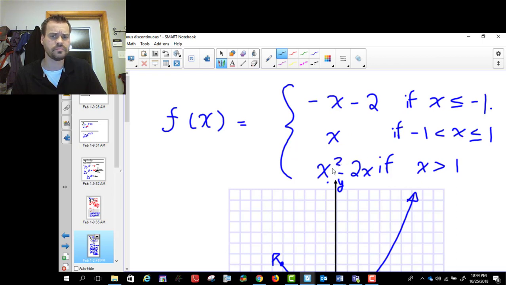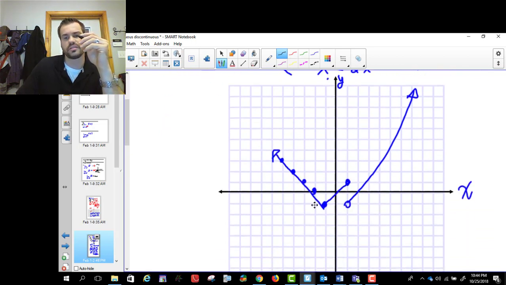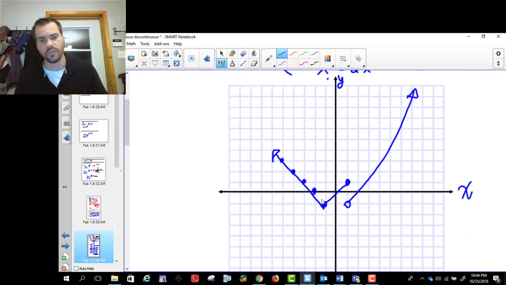And then after 1, it's x squared minus 2x. So to give you an idea of what this looks like, we're drawing minus x minus 2. That's a line that goes through minus 2. If this imaginary line kept going, it would go through minus 2, right? And it has a slope of negative 1. So you go over 1, back 1, up 1, and you get your idea.